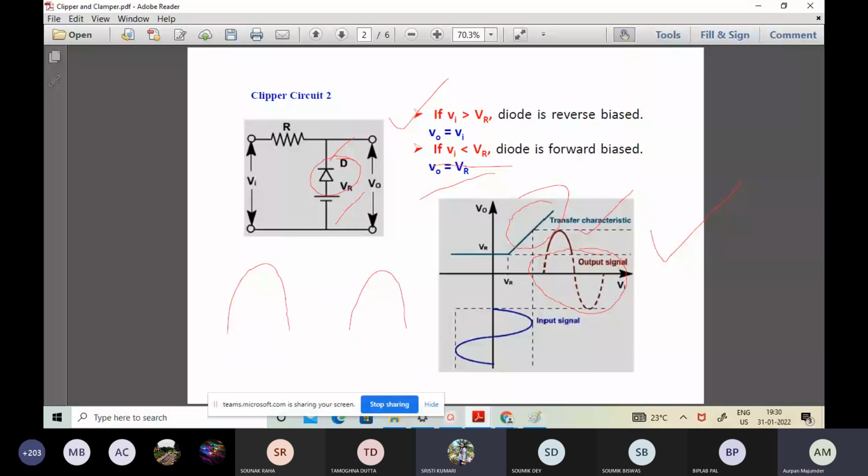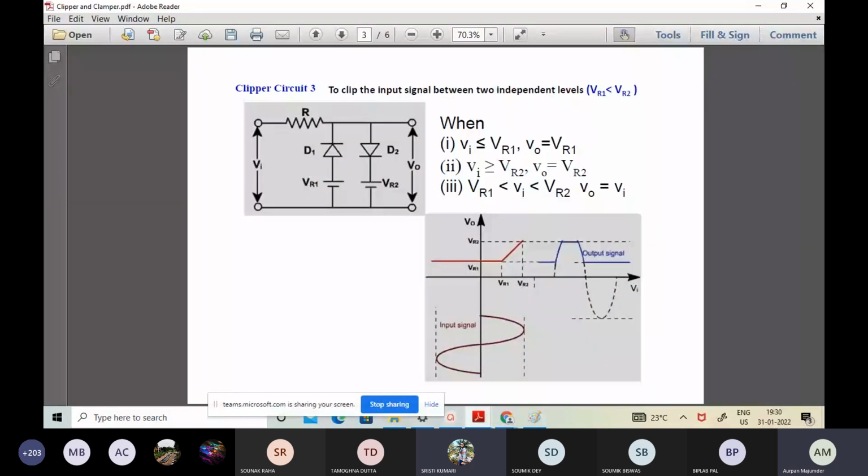The third form is definitely the combination of the two that we have taken up in the context of clipper circuit 1 and clipper circuit 2. Look at the assumption: two independent levels, with VR1 less than VR2. Now, if you observe the waveforms, I hope you'll be able to understand the operation. One thing is for sure: when Vi is in between VR1 and VR2, where VR1 is the lower level and VR2 the upper level, V0 is equal to Vi, because none of the diodes are in conduction when Vi is in between the two.